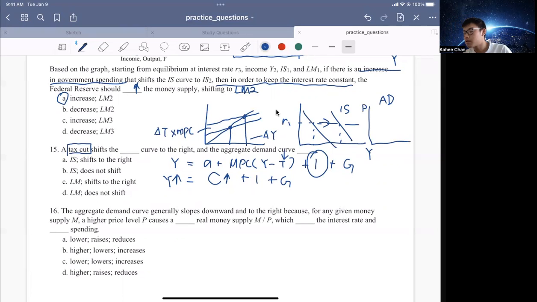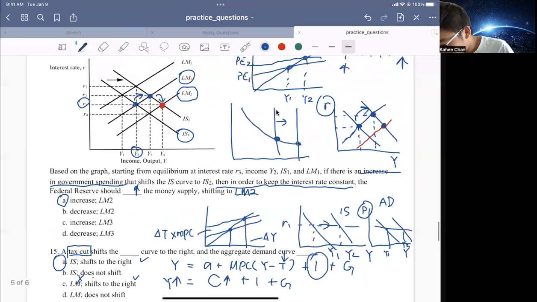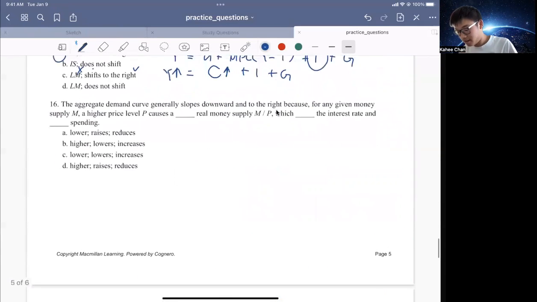If we remember the axes, the Y-axis is actually P, and the X-axis is actually Y, right? When there's an increase in Y from Y1 to Y2, there must be an increase in aggregate demand from Y1 to Y2. So here's Y1, here's Y2. So we can see the aggregate demand curve is shifting to the right. And because we are only affecting the IS curve, C is wrong. So only A is correct. Okay, well, the answer is A.